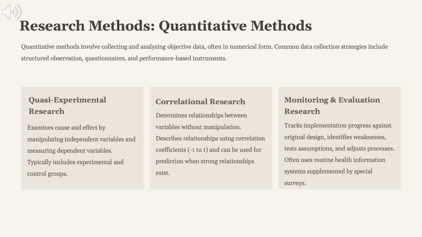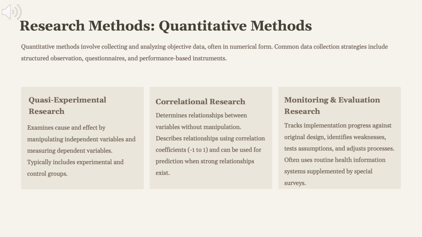One widely used approach is quasi-experimental research. This design examines cause-and-effect relationships by manipulating one or more independent variables and observing the effect on dependent variables. While it often includes intervention and control groups, the groups are not randomly assigned, which distinguishes it from true experiments. For example, we might evaluate whether introducing a new patient tracking system improves clinic efficiency by comparing outcomes at clinics that adopt the system versus those that don't.